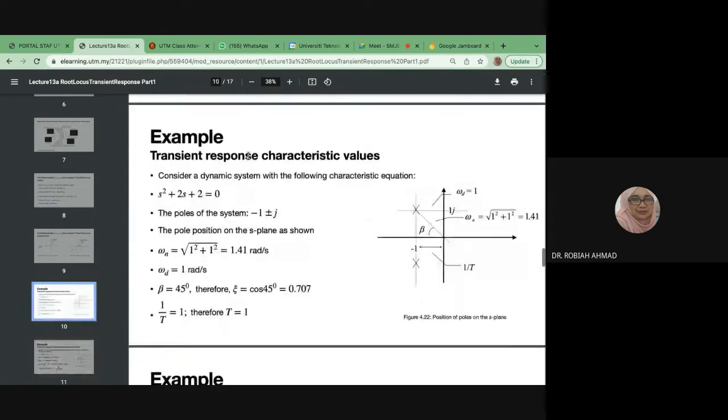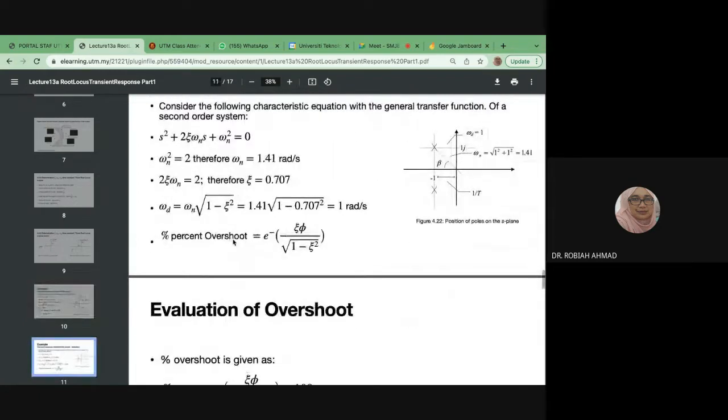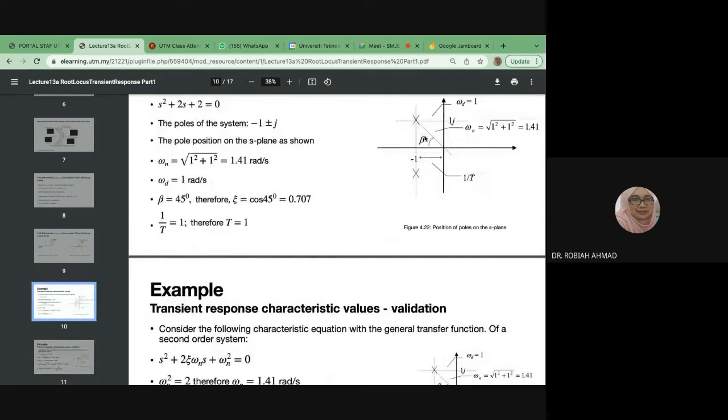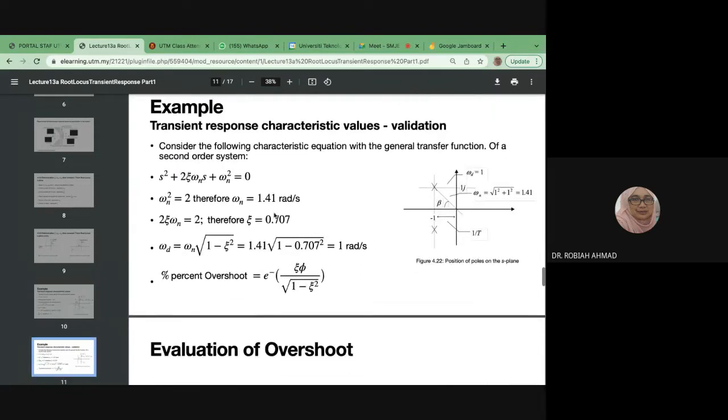This one ni menggunakan root locus lah. Okay, and then what about the zeta? 0.707. Okay, yes. Because ini satu beta kita 45. So cos 45 will be 0.707. So sama sini. And then what about omega D? Omega D equation dia adalah omega n square root 1 minus zeta square 1.41.